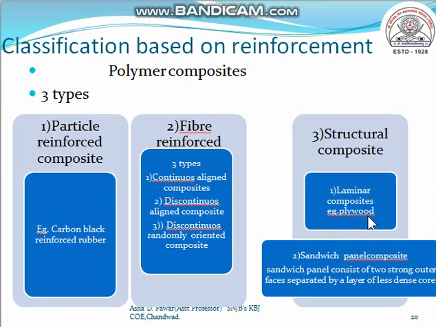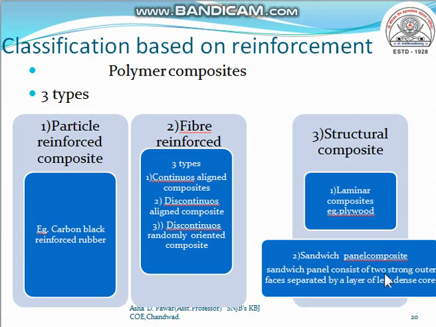Laminar composite, the most common example is plywood. If we observe plywood, there is a very thin layer of polymer and wood, that is ply and wood. That's why it is laminar, one after another. One layer is polymer, another layer is wood, again polymer, again wood, so it is a laminar composite. And the second type of structural composite is the sandwich panel composite.